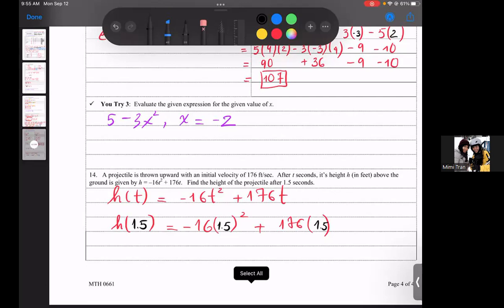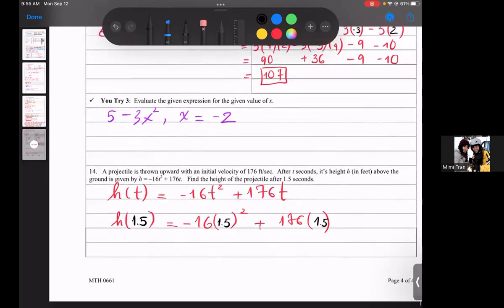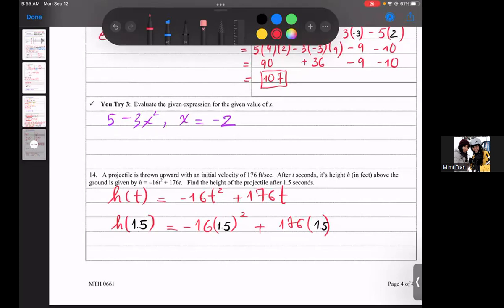Use calculator. Let's see what you get. Tell me what you get. What do you have? 228. Let me see. Negative 16. Let's see.